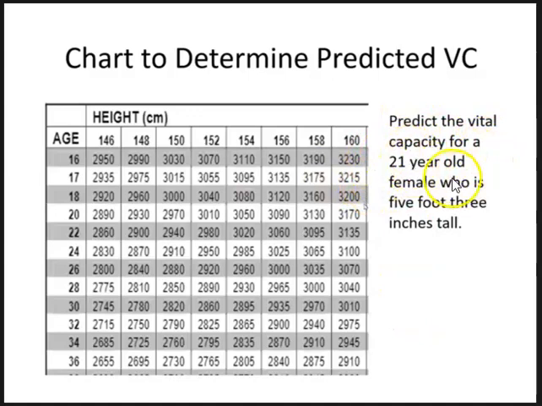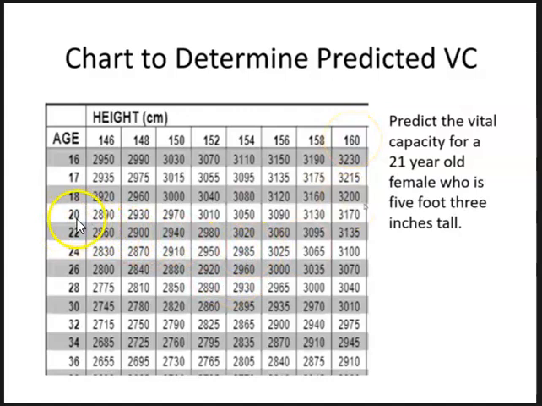Let's predict the vital capacity for a 21-year-old female who is 5'3" tall. First, we look for the volunteer's age. This is kind of problematic because the table doesn't have a row for 21, but we can go between 20 and 22. Then we get her height in centimeters. There are 12 inches in a foot, so 12 times 5 is 60, plus 3, that's 63 inches. We multiply that by 2.54, the conversion factor, and we get roughly 160 centimeters.